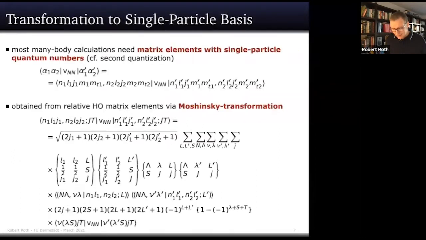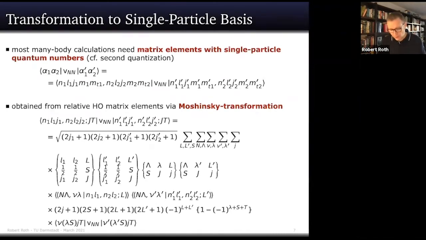In the end, however, life is not so nice because these relative matrix elements are not the ones that you need for your many-body computation. Remember our discussion on second quantization. You need some matrix elements of this form in your second quantized interaction operator. You have the single particle quantum numbers, alpha, alpha 2, and primed ones here that enter into your general expression for a two-body operator in second quantization.